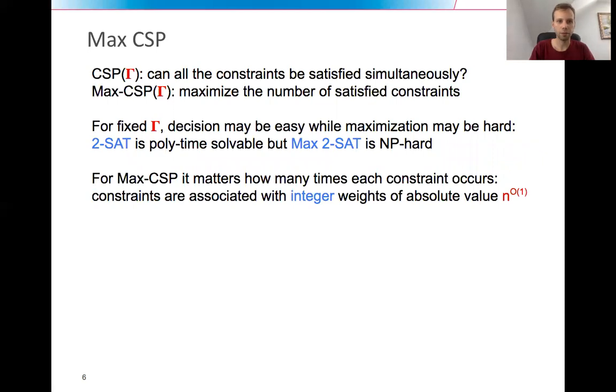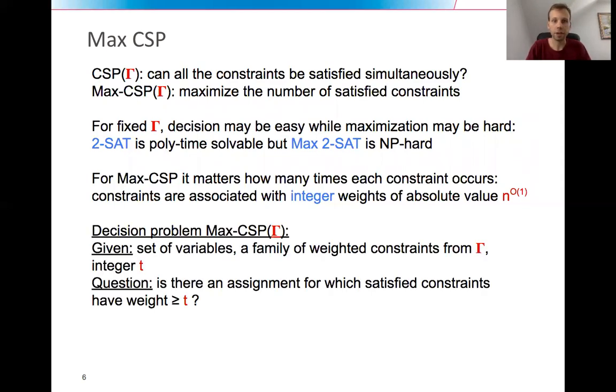Since for Max CSP it matters how many times each constraint repeats, we allow each constraint to be associated with integer weights of a polynomial magnitude. And the concrete decision problem is as follows. We are given a set of variables, a family of weighted constraints from the language gamma, and an integer t, and we ask, is there an assignment that would satisfy constraints of total weight at least t?